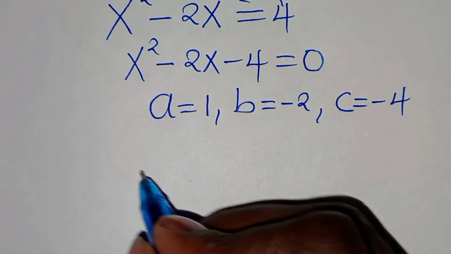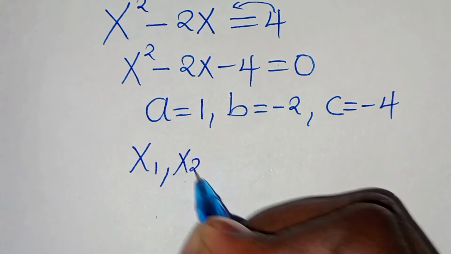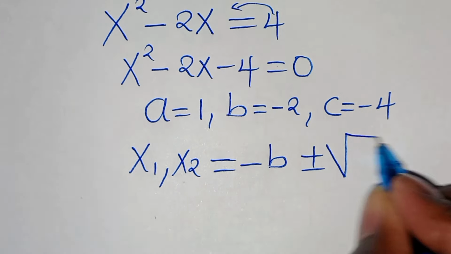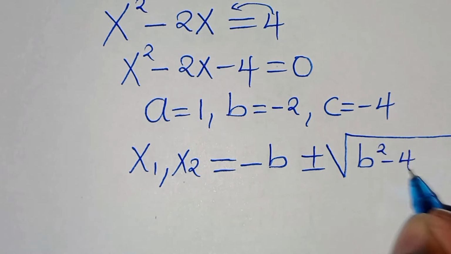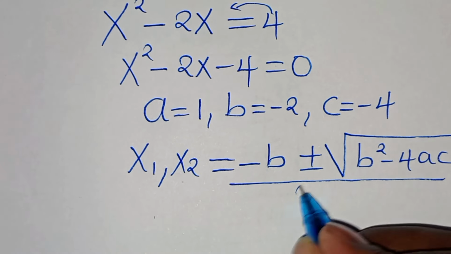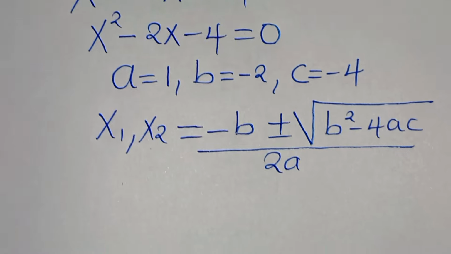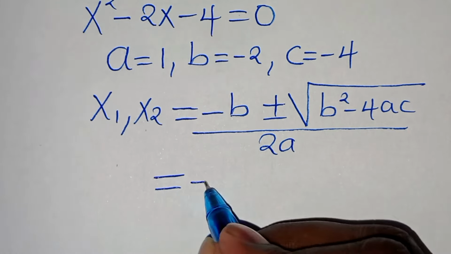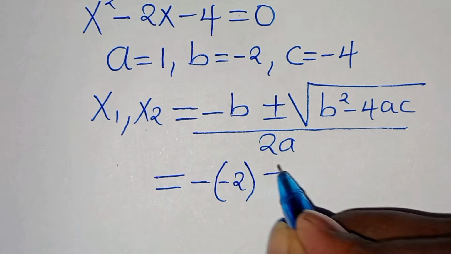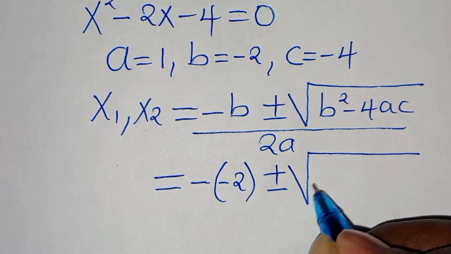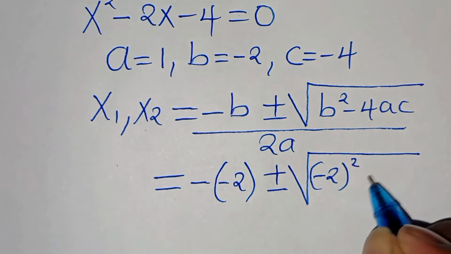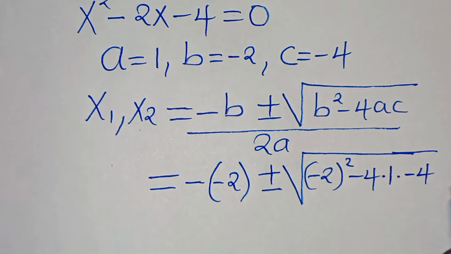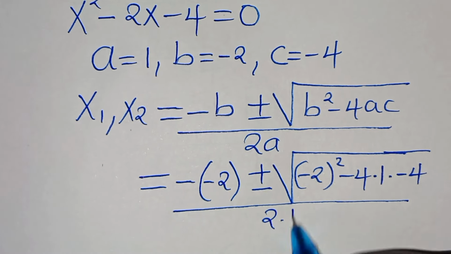Now, to solve for x1, x2, let's apply the quadratic formula, which is minus b plus or minus the square root of b squared minus 4ac, everything divided by 2 times a. Let's substitute the values of a, b, and c into this formula, which is minus minus 2 plus or minus the square root of minus 2 squared minus 4 multiplied by a, which is 1, times c, which is minus 4, everything divided by 2 times 1.